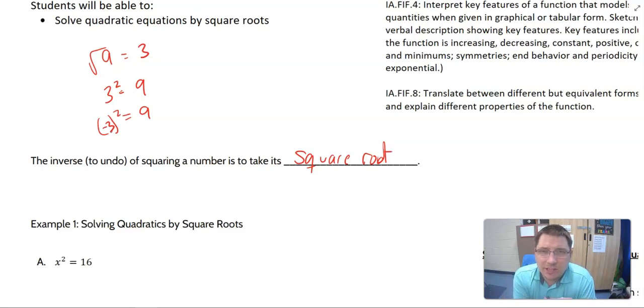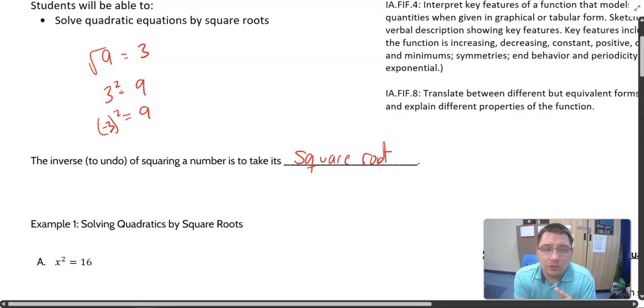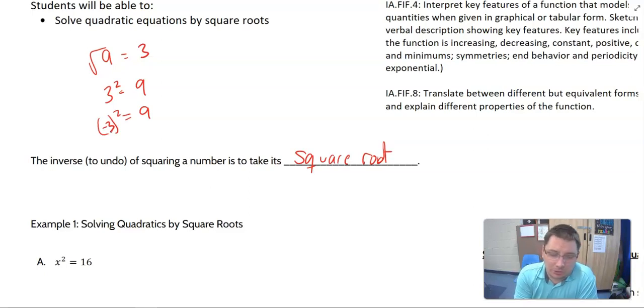And so when we look at the examples, we're not going to only get the positive answer, but we're also going to get the negative answer to these radicals. And so let's look at some of these examples as we go through.